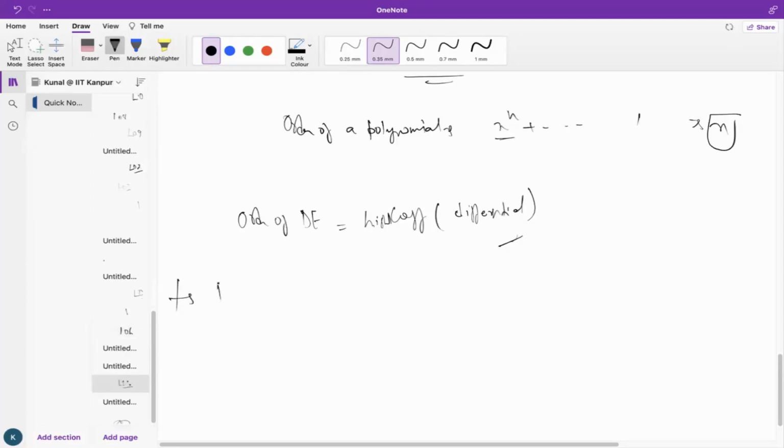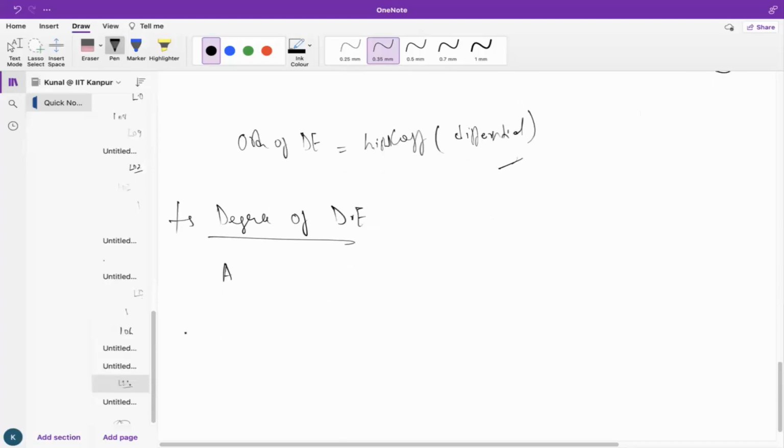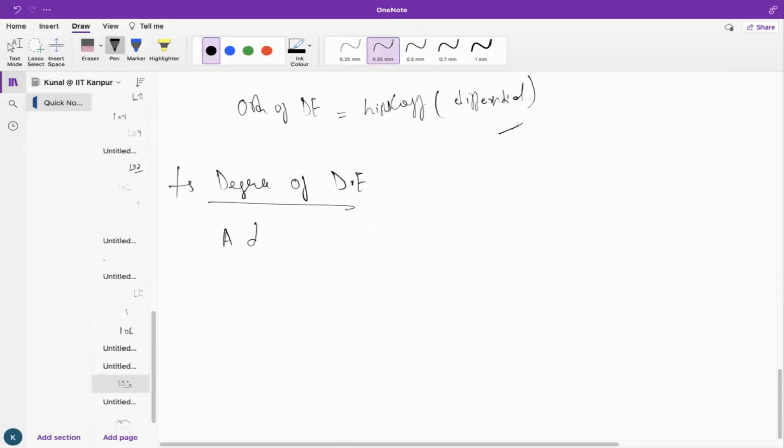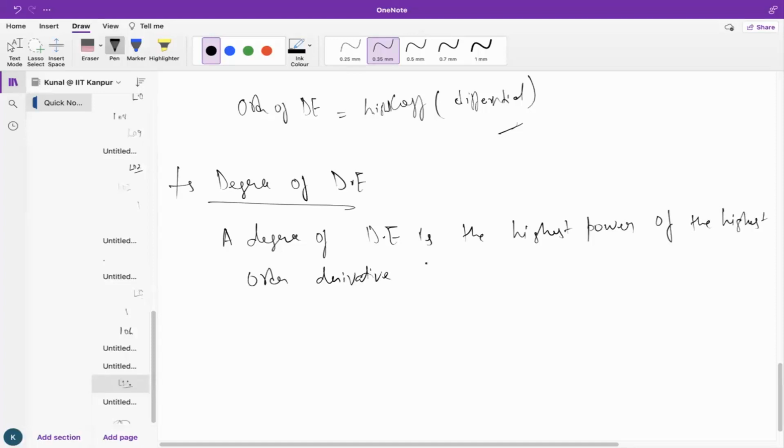Now let's move on to the next topic, which is the degree of a differential equation. Okay, so let's try to understand what the degree of a differential equation is. Let me define it first by definition. The degree of a differential equation is the highest power of the highest order derivative present in the equation.